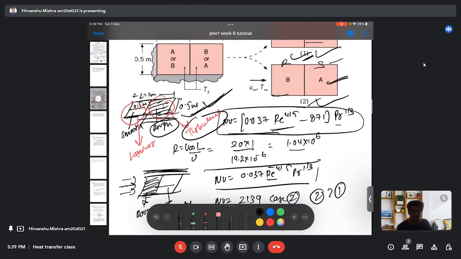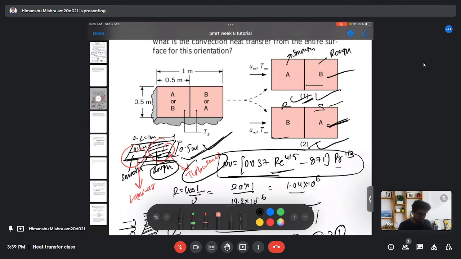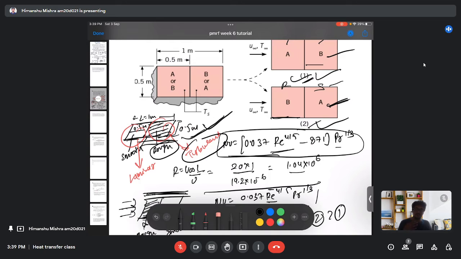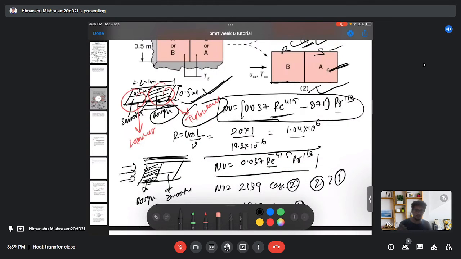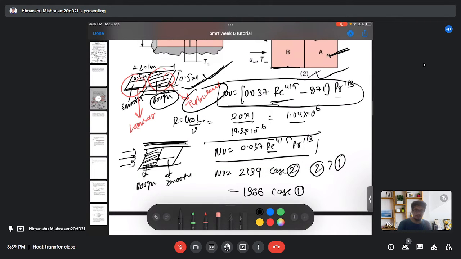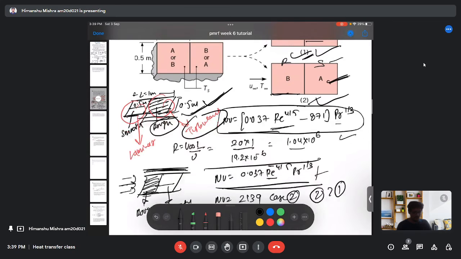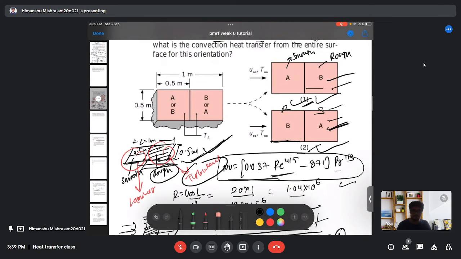That means for orientation 2, my heat transfer rate will be much higher compared to the other orientation. This is because the flow becomes turbulent initially, in the first patch itself, and in turbulent flow, my heat transfer coefficient h, or the Nusselt number, which is the non-dimensional heat transfer coefficient, is usually higher compared to laminar flow. And this is what we found when we used the correlation. So after using the correlation, we found that the Nusselt number for case 2 is much higher than case 1, and therefore the heat transfer rate will be much higher in the case 2 orientation compared to case 1.